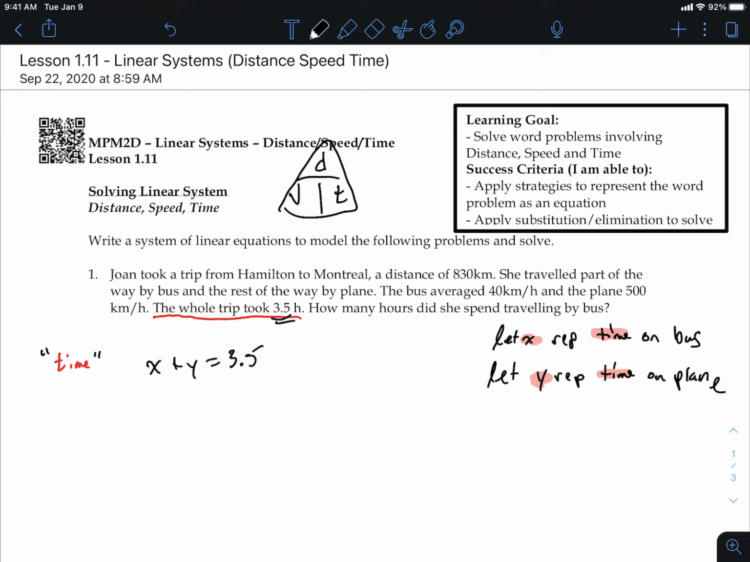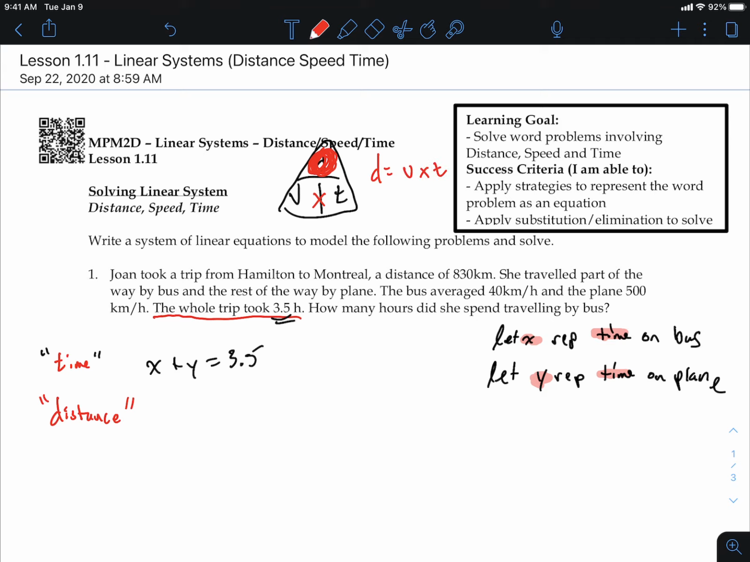So my question is, I want to come up with a distance equation, right? An equation that represents the distance traveled by each of these modes of transportation. Well, if I were to cover up the distance in the triangle, how would you get distance? Distance would equal what? For those of you that have done science. Velocity times time.